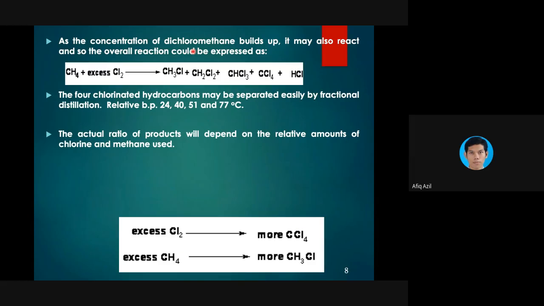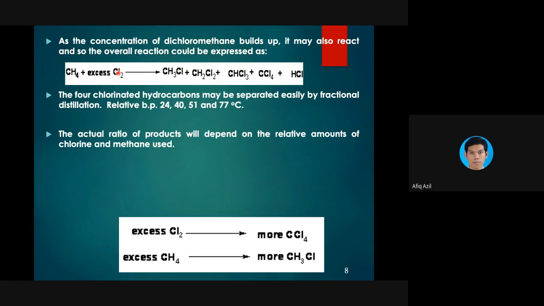So as the concentration of dichloromethane goes up, dichloromethane is CH2Cl2, it may also react, and so the overall reaction could be expressed as you have CH4. In the presence of excess Cl2, you will produce CH3Cl, and then another substitution, CH2Cl2, dichloromethane, another substitution of chloroform, CHCl3, plus tetrachlorocarbon, CCl4.